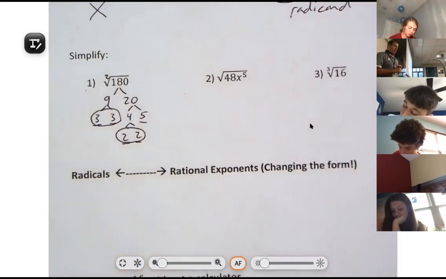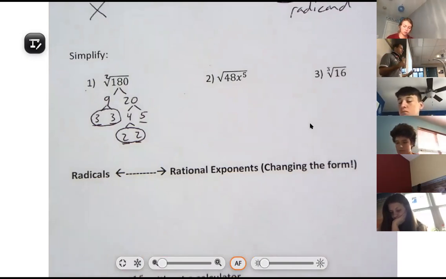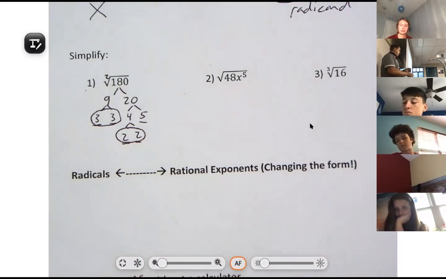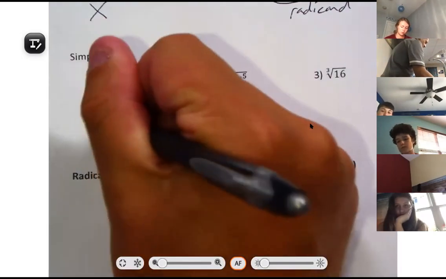Eli, keep going since you're walking us through. Now what? We identify the pairs. Now what happens? We take one of each and multiply them together from the outside. So for every pair you have, one of them is going to go away, and I'll explain why in a second. It kind of seems like magic, but one of them is going to go away. The other one's going to come out in front of the radical.